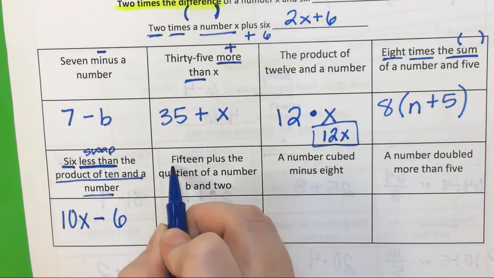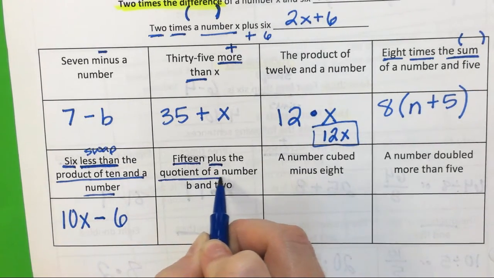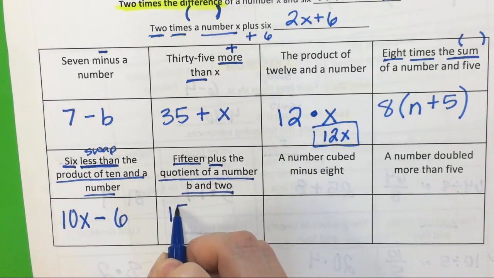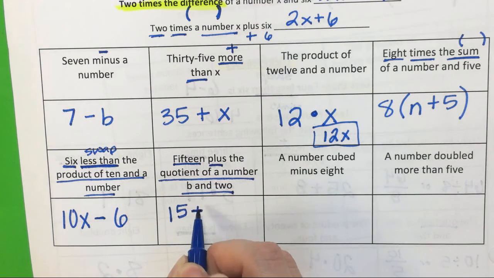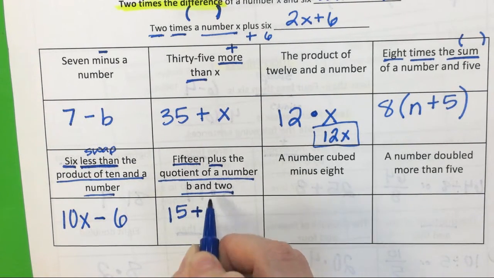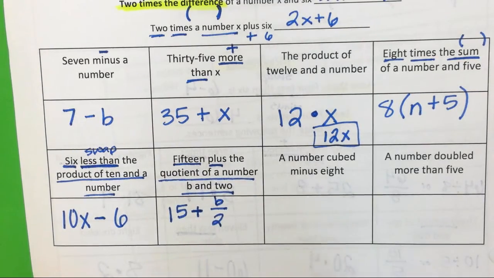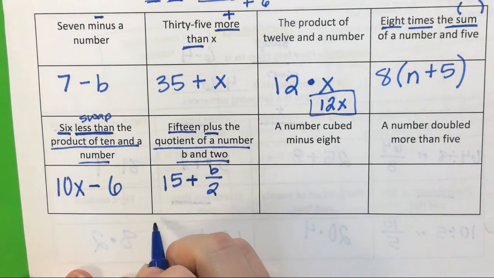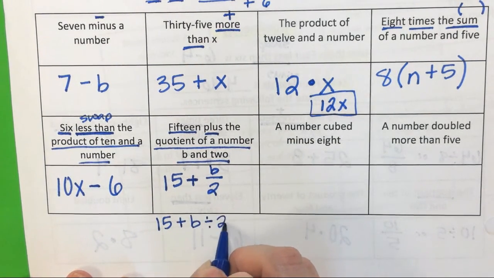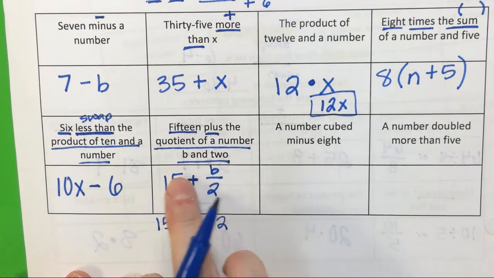Okay, the next one, 15 plus the quotient of a number b and 2. So 15 plus the quotient of number b and 2. I'm going to write it in fraction form, b over 2. Really this is correct too: 15 plus b divided by 2. That's also correct, but I prefer the one in the box.